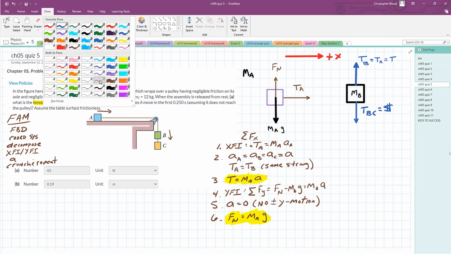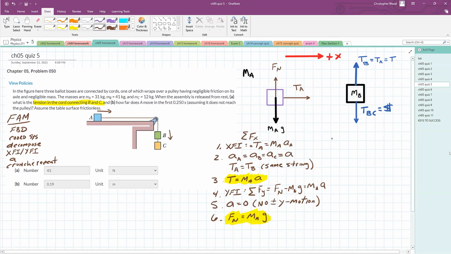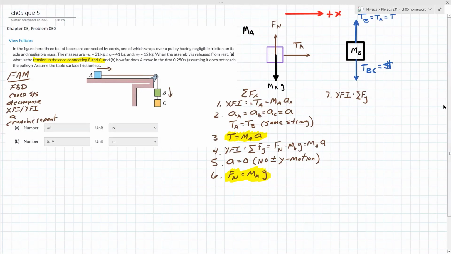So let's go ahead and do our Y force inventory. Number 7. It's the Y force inventory for block B, which is basically saying, let's add up all of the Y forces. And, okay, I have tension. Oh, I got to worry about a coordinate system. Oh, that was close. Here's my coordinate system. One second.